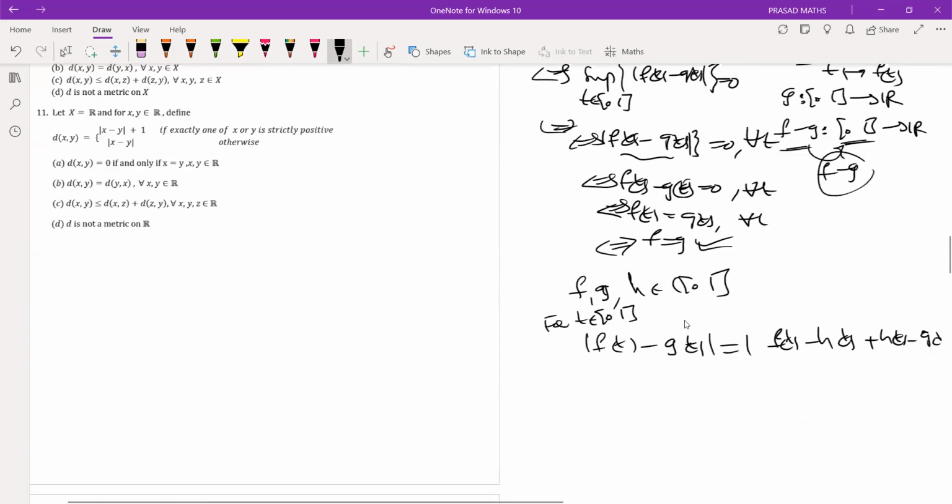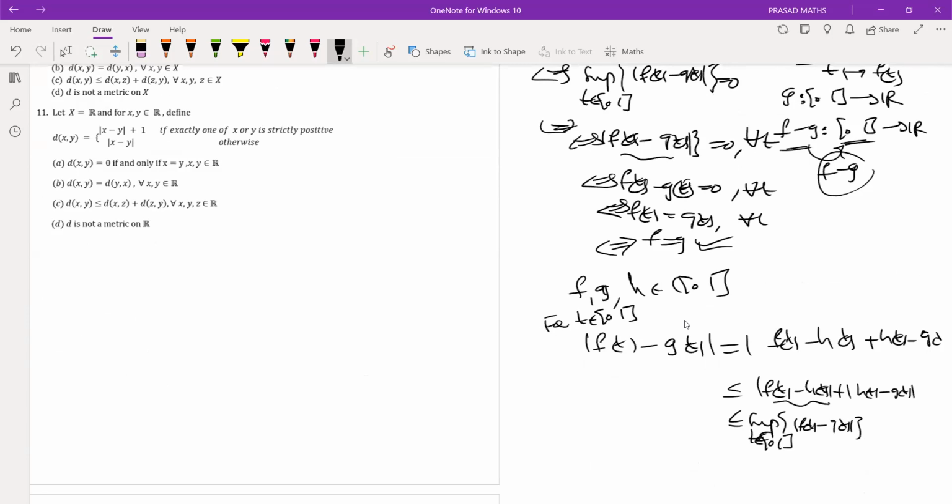So |f(t) minus g(t)|, by the triangle inequality, is at most |f(t) minus h(t)| plus |h(t) minus g(t)|. This is one single member. A single member is always less than or equal to the supremum. Why is this true? Because the supremum is always an upper bound, right? So this is less than or equal to the supremum of |f(t) minus h(t)| plus the supremum of |h(t) minus g(t)| over the closed interval 0 to 1, right? So what is this? This is nothing but d of f comma h plus d of h comma g.